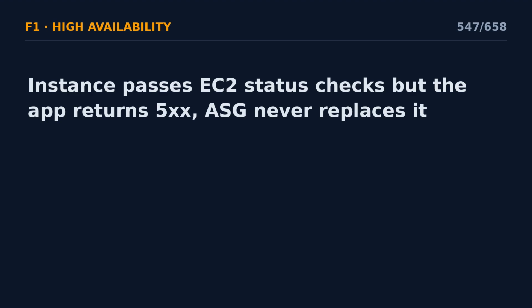Section F1. High availability building blocks. Instance passes EC2 status checks, but the app returns 5XX. Auto Scaling group never replaces it.